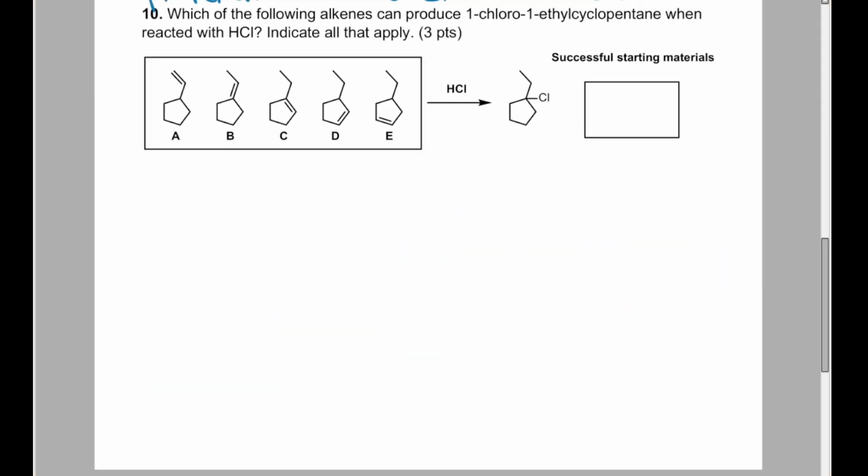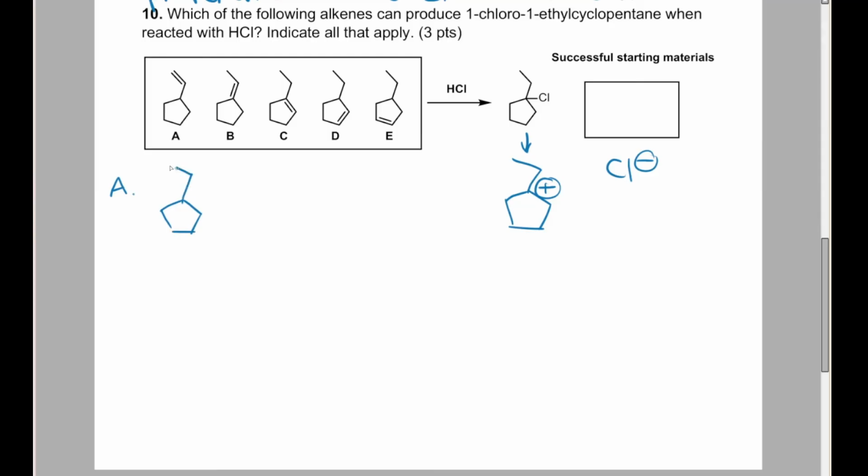And which of the following alkenes can produce 1-chloro-1-ethyl cyclopentane when reacted with hydrochloric acid? Indicate all that apply. So for this problem, it's basically asking us which one of these starting materials will end up with a carbocation that looks like this, to which the negative chlorine ion that comes from breaking apart this bond will attack. So we're looking for carbocation formation and rearrangement. So let's start with A.